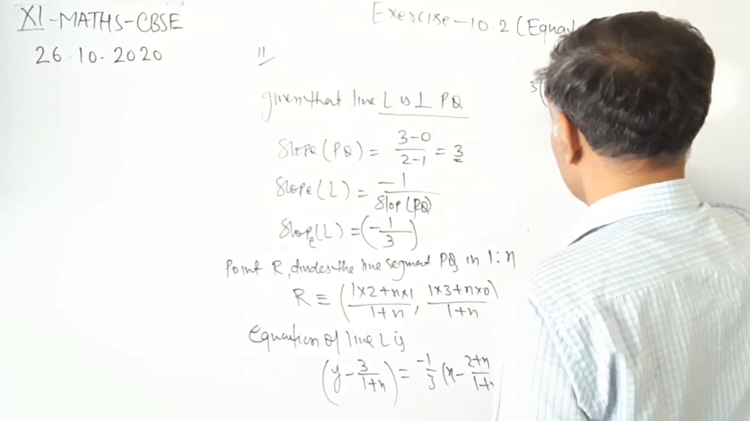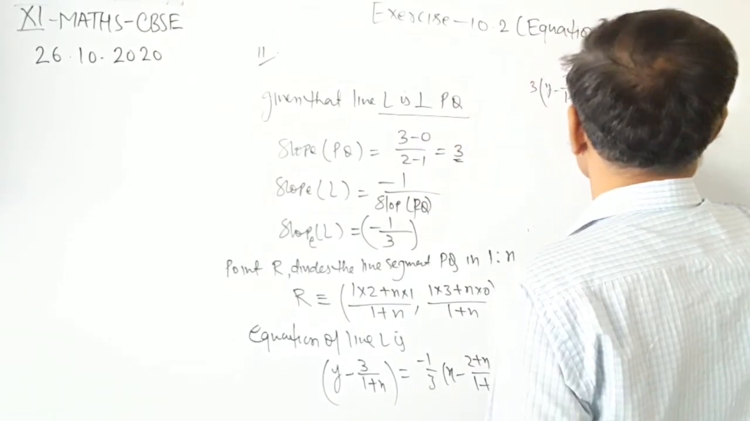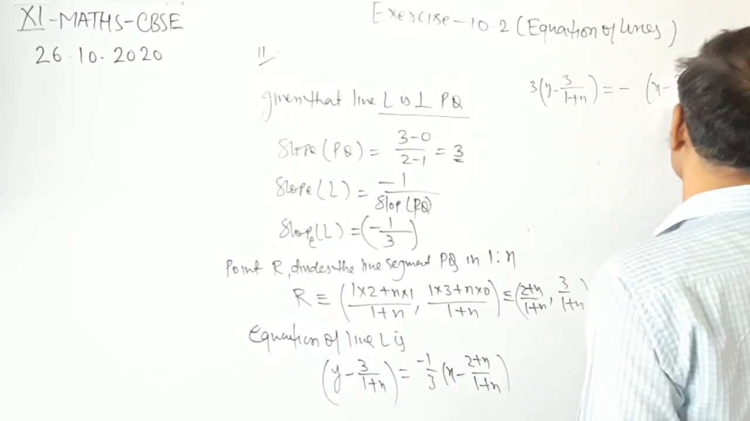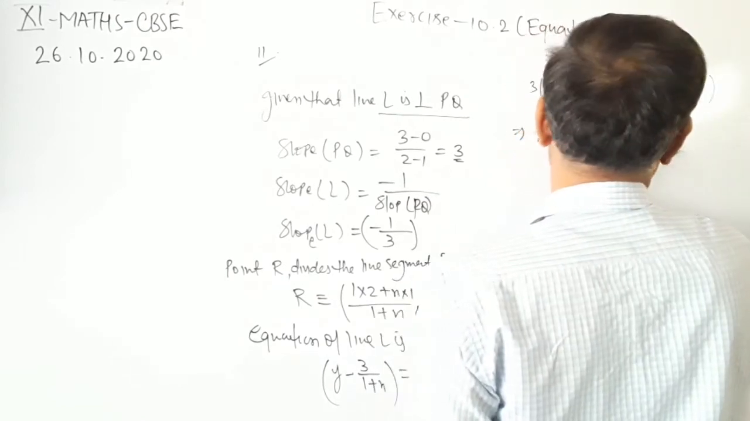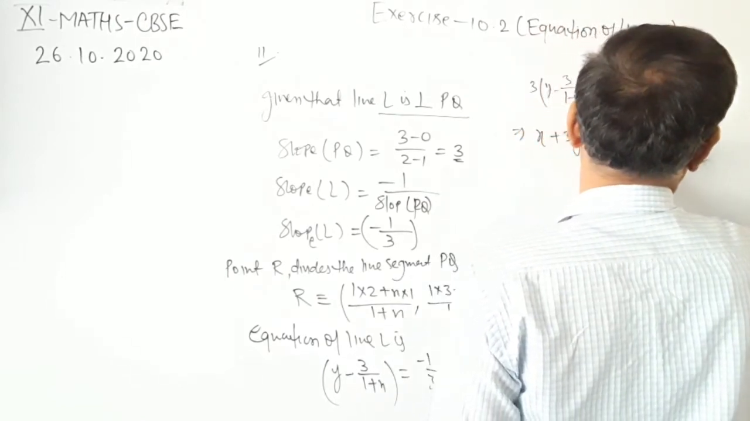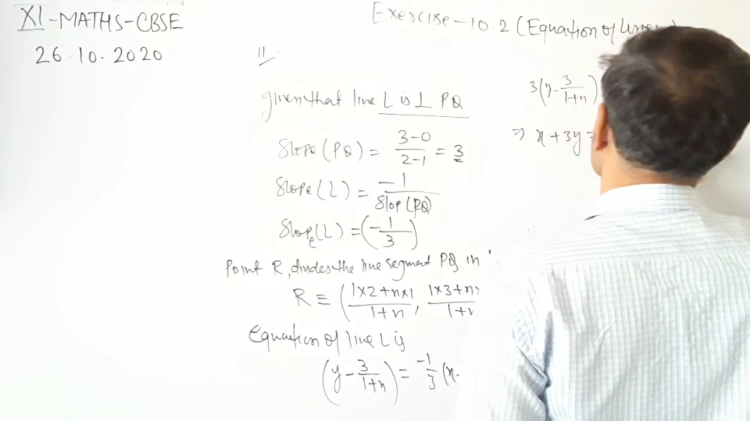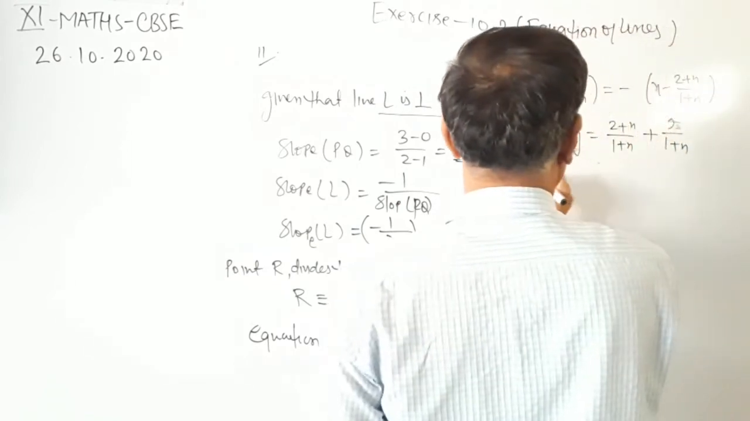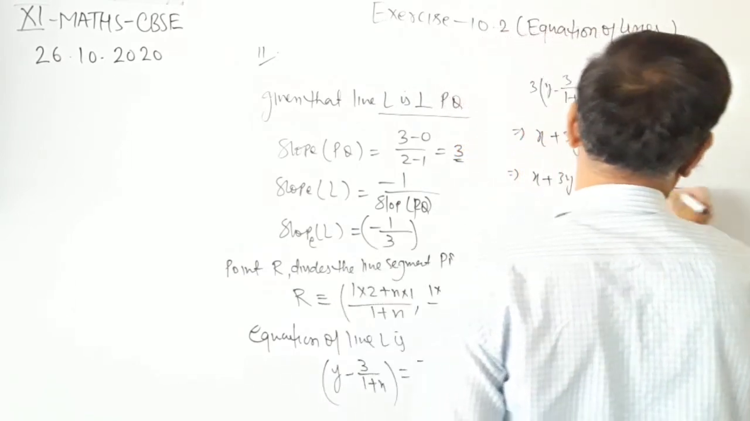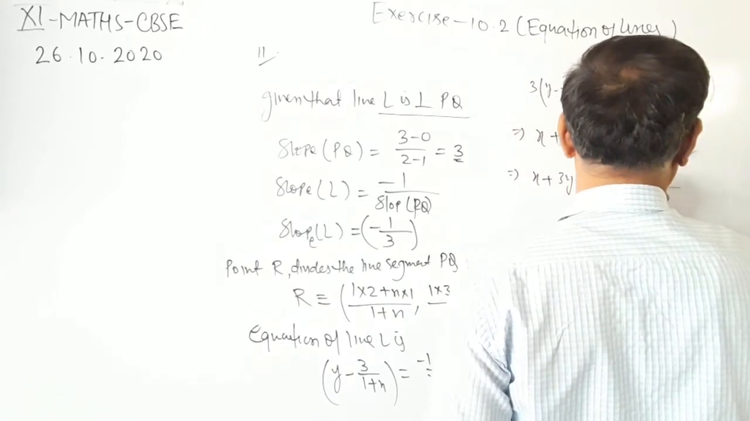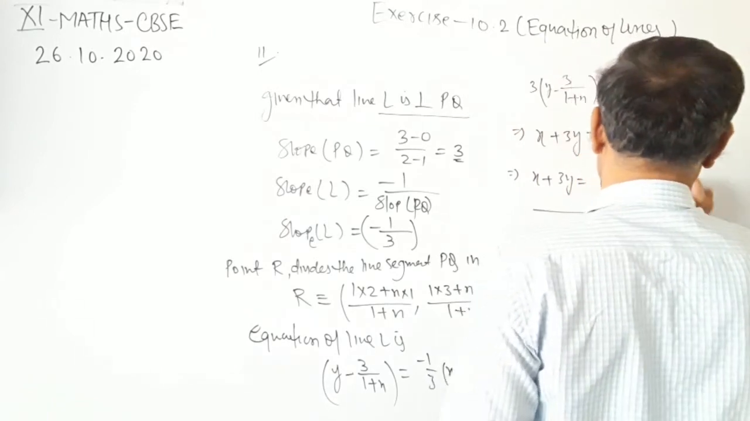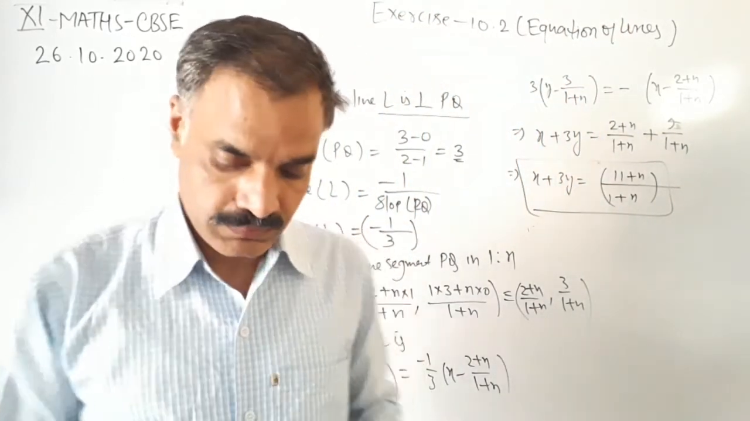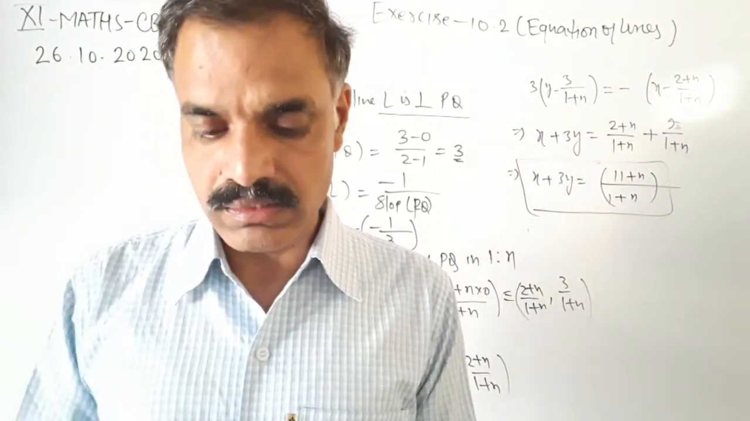3 into y minus 3 upon 1 plus n, minus 1 into x minus 2 plus n upon 1 plus n. So this is x plus 3y equals 2 plus n upon 1 plus n plus 3 into 3, which is 9 upon 1 plus n. So x plus 3y equals 1 plus n, taking LCM, so 11 plus n. So this is the equation of the line after solving this equation.